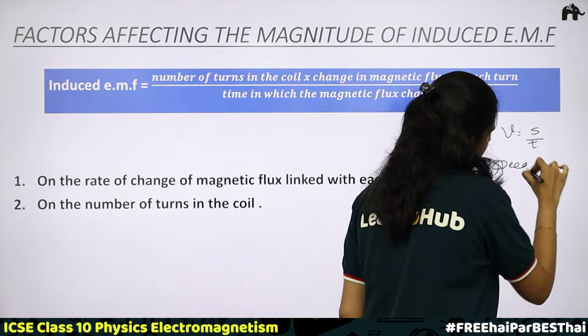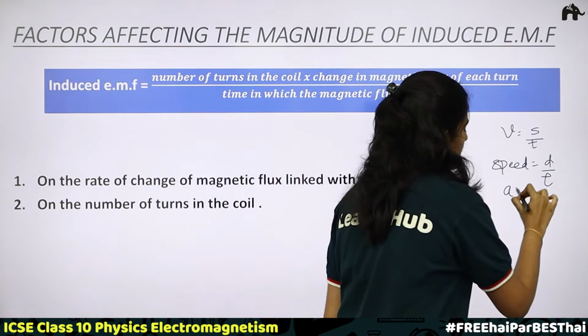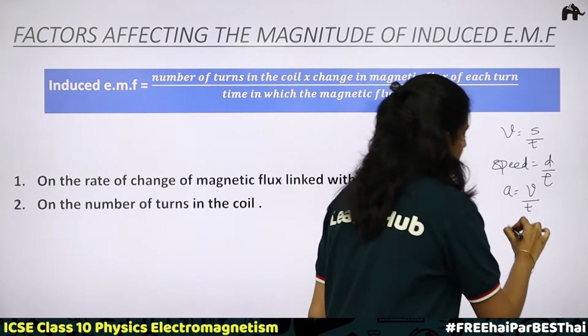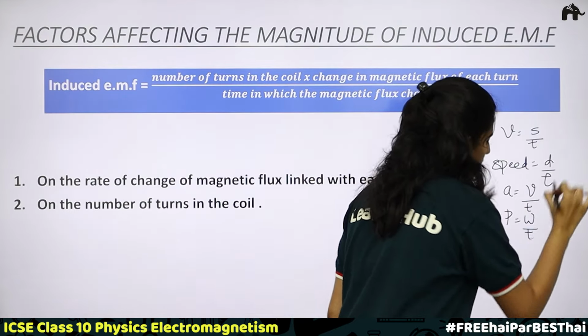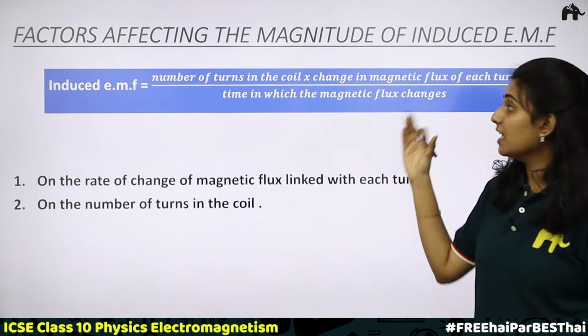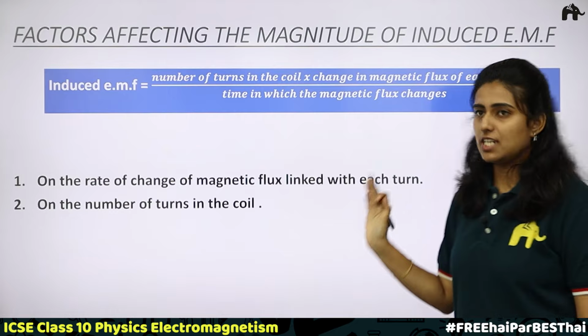Speed is the rate of change of distance. Distance by time is speed. Acceleration is the rate of change of velocity. Power is the rate of change of work done. All these we know. So here you have magnetic flux. The rate of change of magnetic flux is one factor on which induced EMF depends.